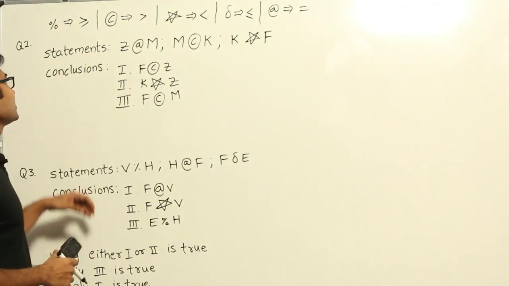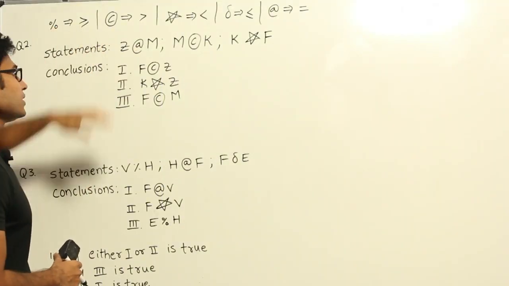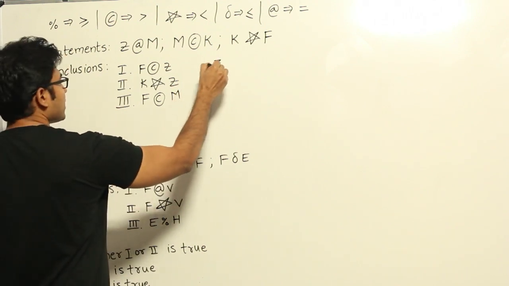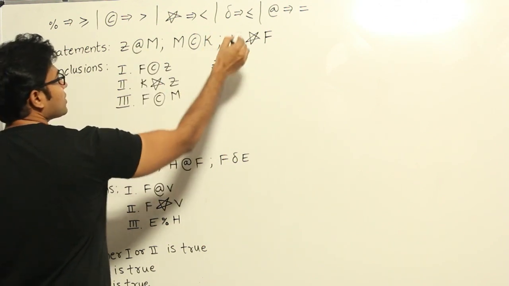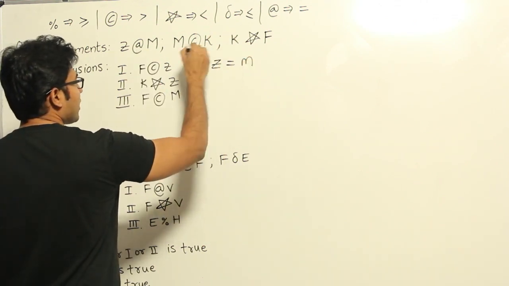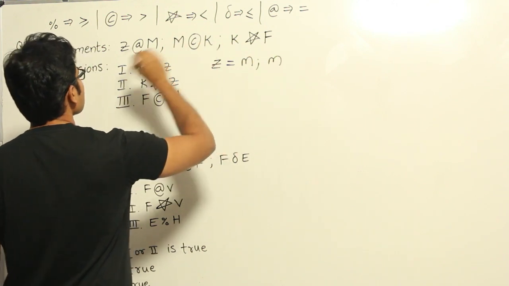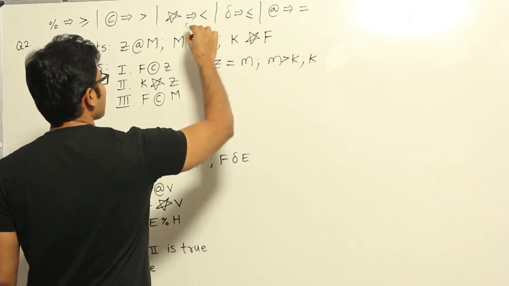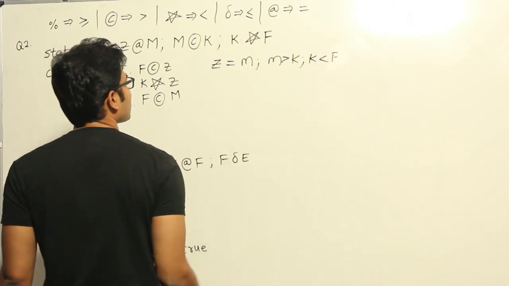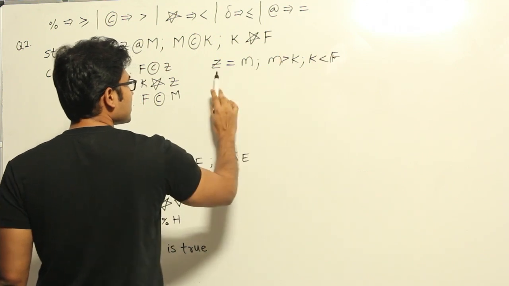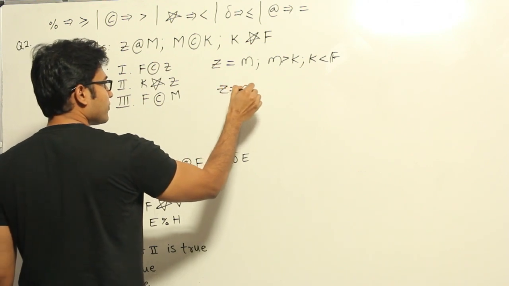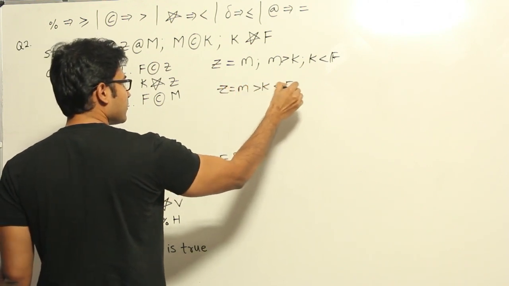Okay. First thing is, just substitute these symbols with the inequalities and the relationships. So what you get here is Z @ M, so @ is equal to, and then the other one is M C K. So C is greater than K, and the other one is K star F. Star means less. Now if you combine these three, Z and M, M and K and F are there, so you can combine them. So Z equal to M greater than K less than F. This is what we got.